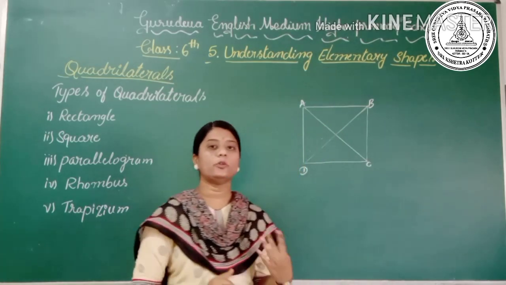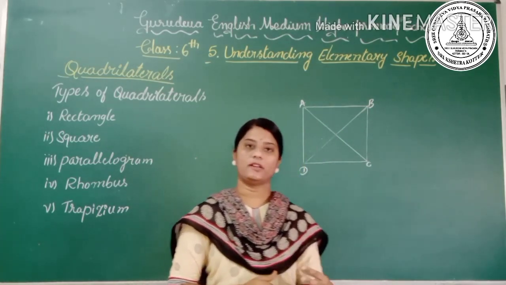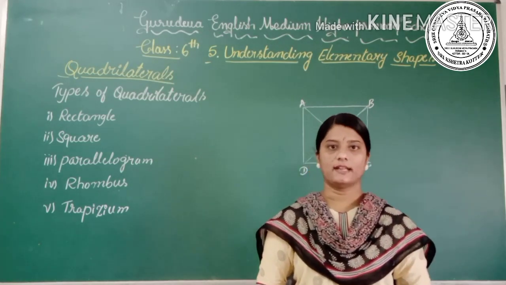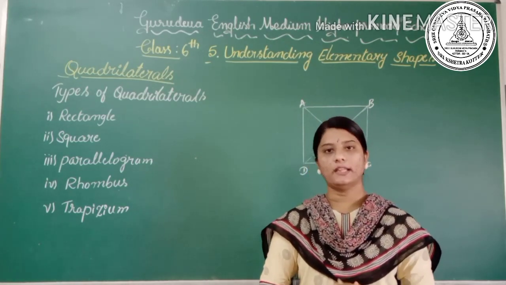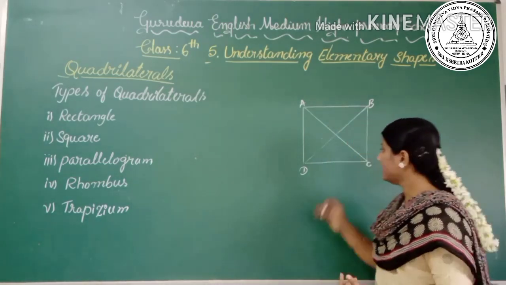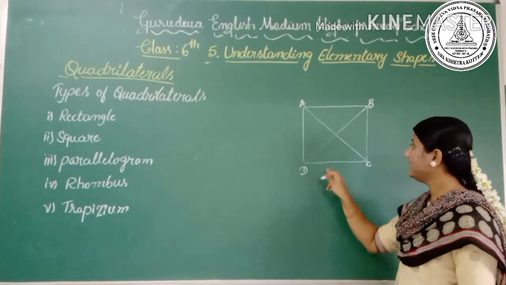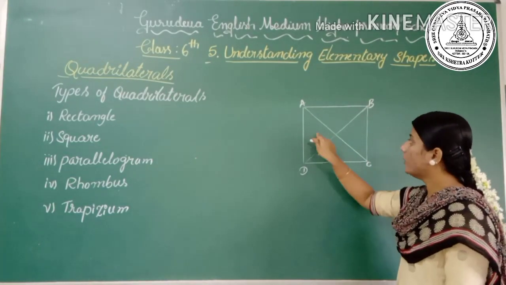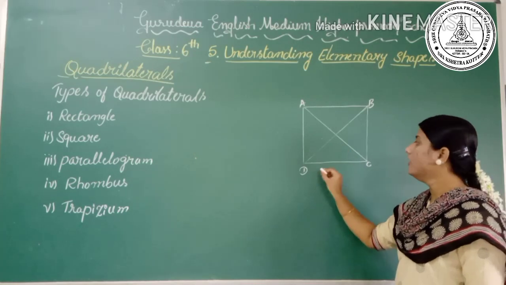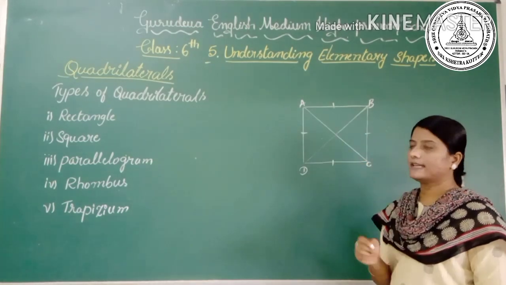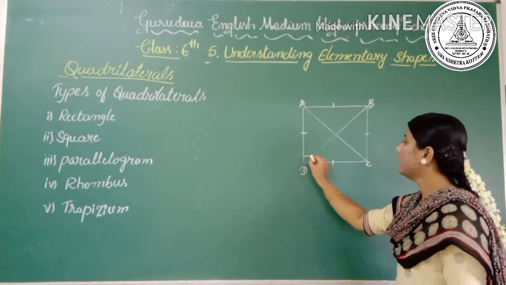Once you recall that, what do you mean by the quadrilateral? Yes. Quadrilateral is a polygon made up of 4 line segments. Here there is one polygon made up of the 4 line segments, and we have learned that a quadrilateral is made up of 4 sides, and it has 4 angles.